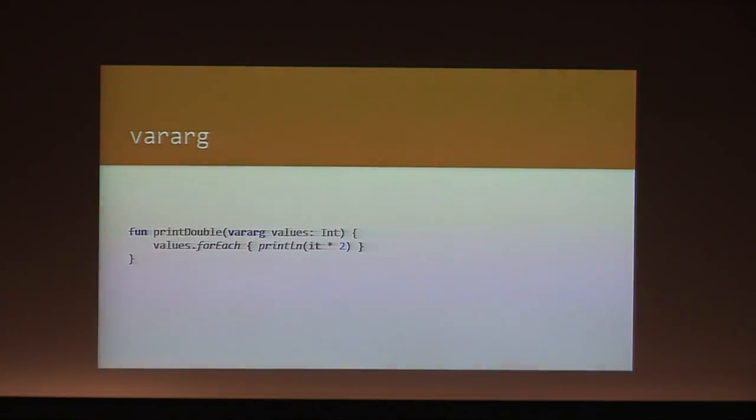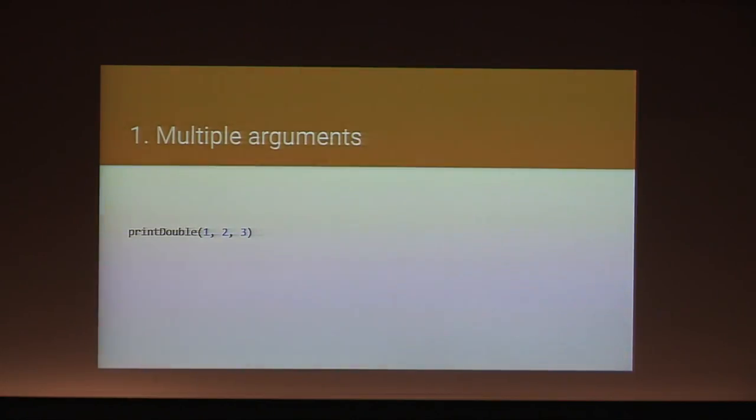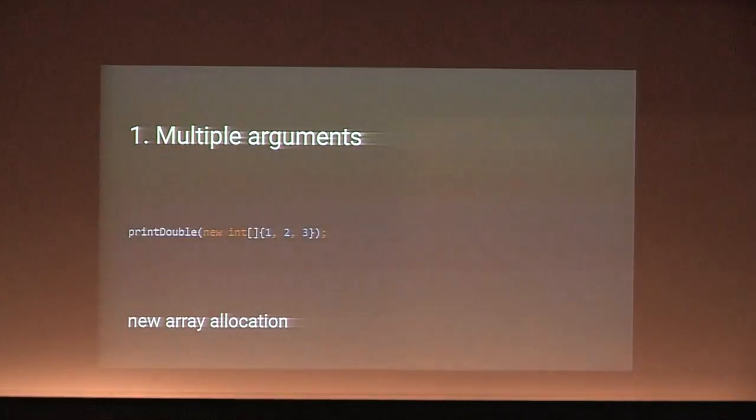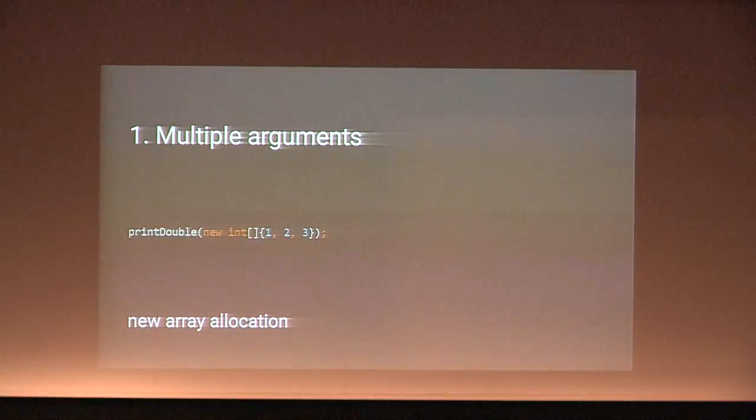So in Kotlin, just like in Java, you can call functions and pass a variable number of arguments to it. And if you call that function, you actually have three ways to call it. The first way is to just pass the individual values. And if you take a look at the bytecode, it's going to allocate an array with all values. But in Java, it's exactly the same thing. You have the same cost.